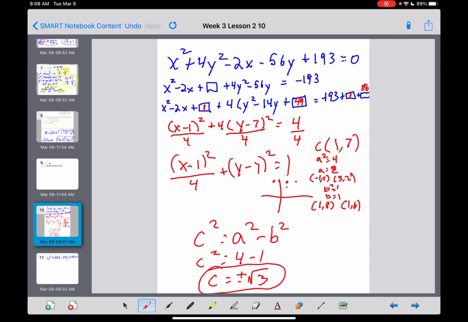And that's probably good enough. I mean, you could put them in there for the focus. Remember, the focus goes along the major axis. But if you just give me that plus or minus the square root of 3, I'm pretty happy with that. Okay, let's go ahead and look at the second one.